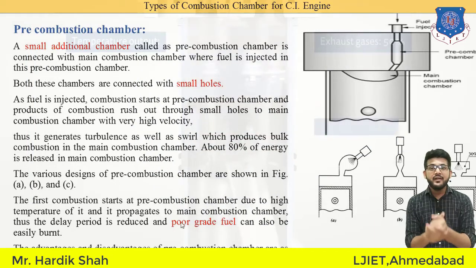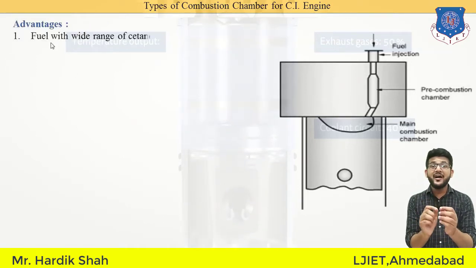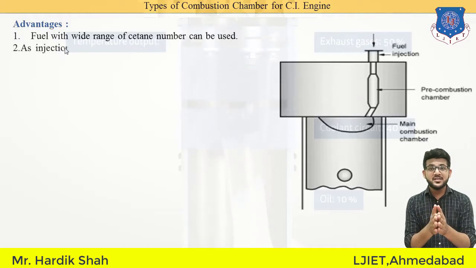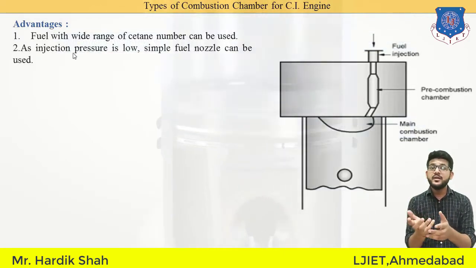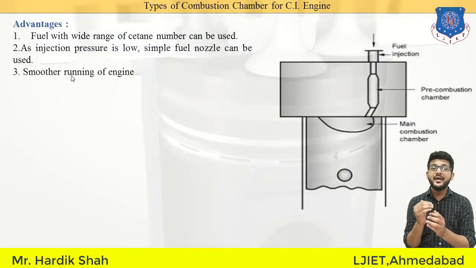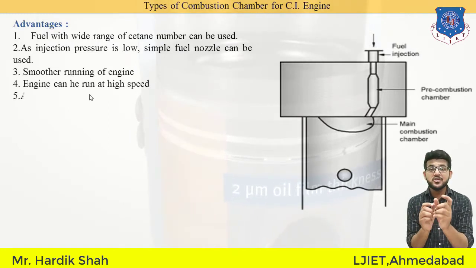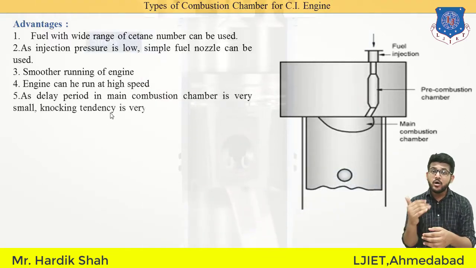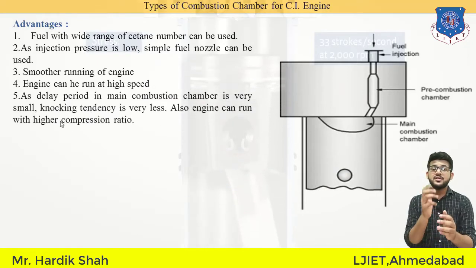So what are the advantages of the pre-combustion chamber? Fuel with a wide range of cetane numbers can be used. Second, as the injection pressure is very low, a simple fuel nozzle can be used. Third is smoother running of the engine, and the engine can also run at high speeds. As the delay period in the main combustion chamber is very small, the knocking tendency is very low. Also, the engine can run with a high compression ratio. So these are the advantages.